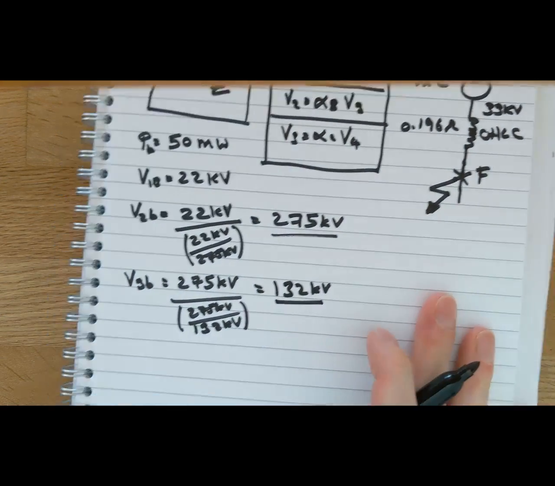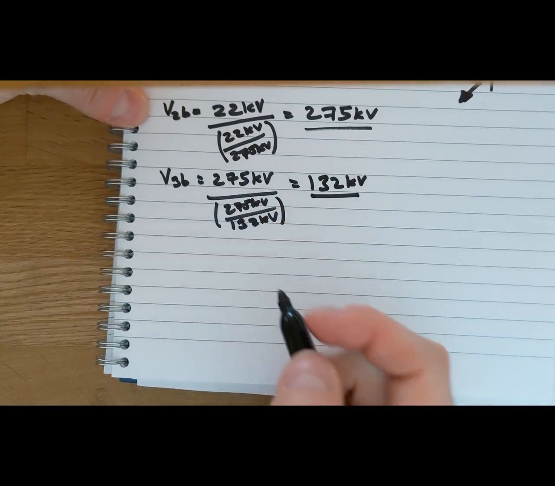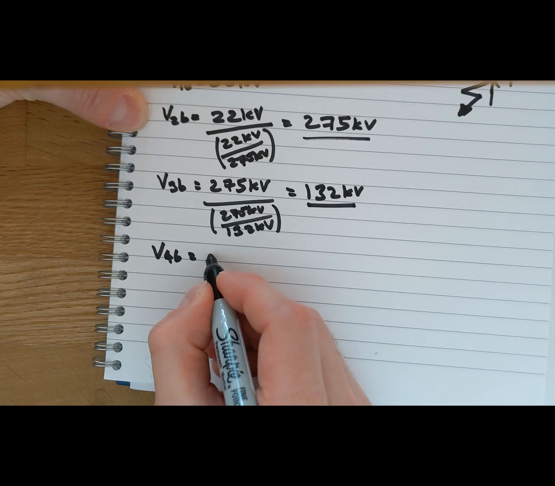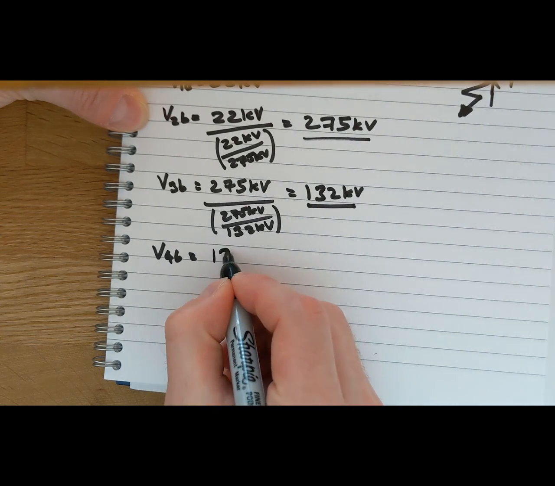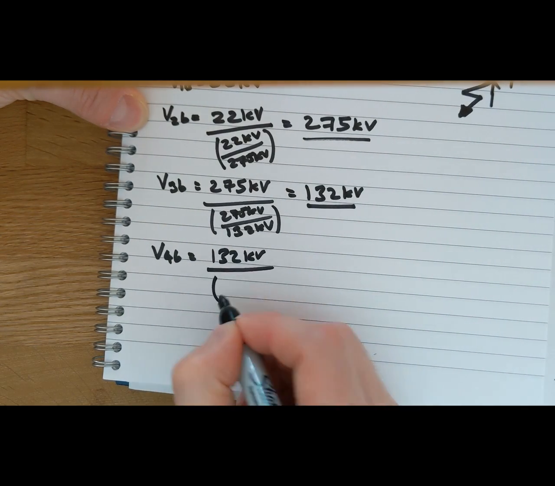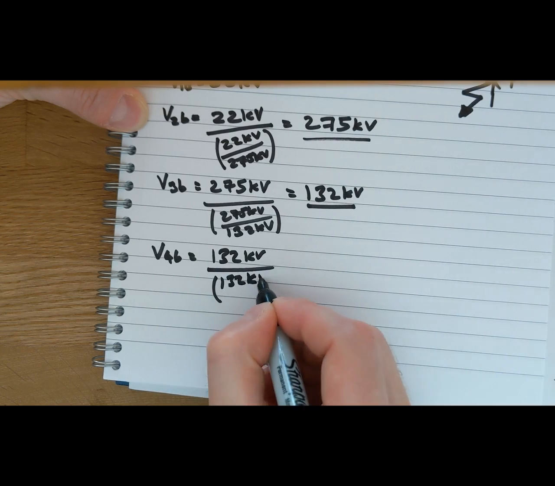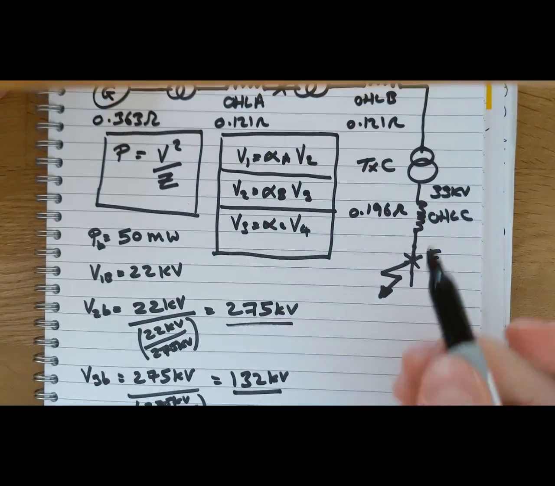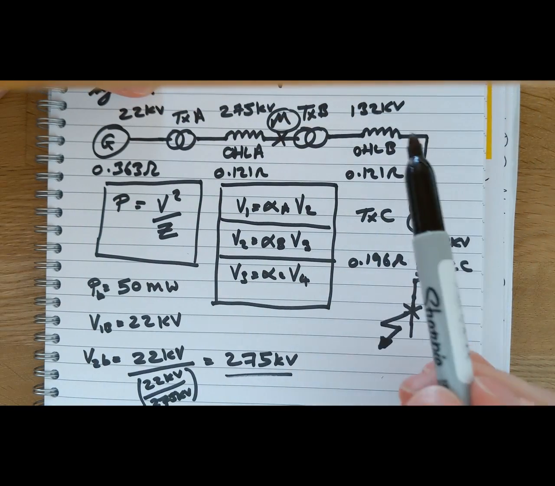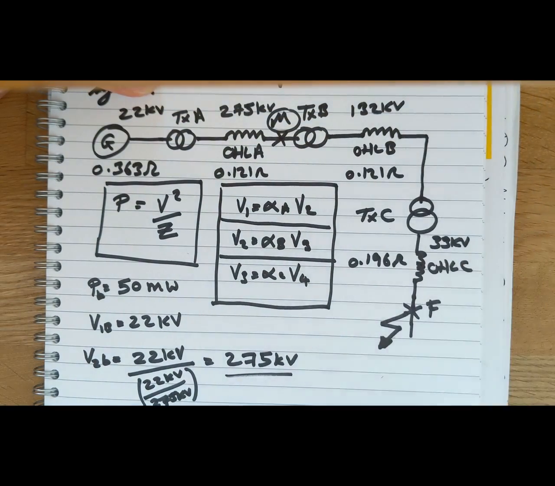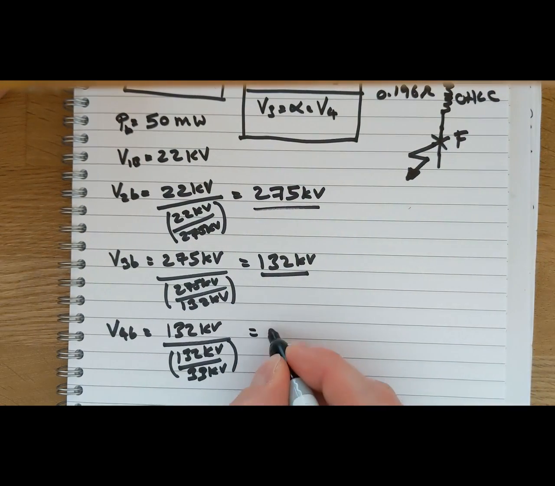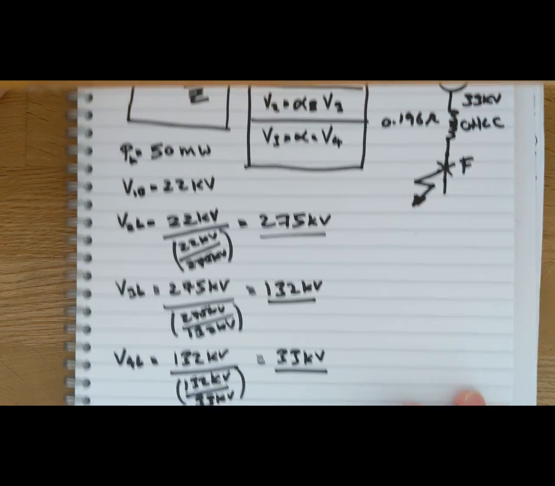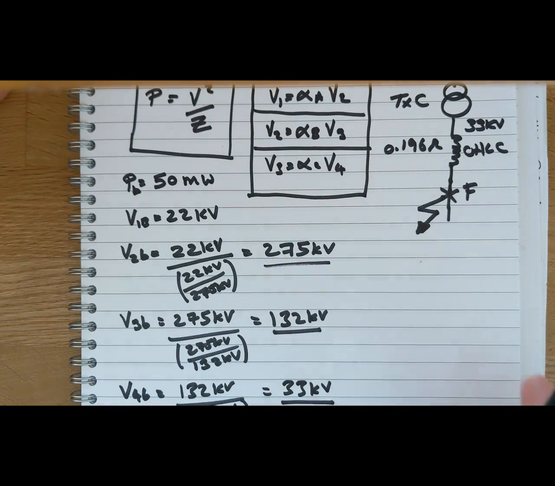And our final voltage 4 base equals our voltage 3 base, 132 kV, divided by the turns ratio, which is 132 kV over 33 kV, because we are concerned with transformer C, which is between the 132 and the 33 kV. And surprise, surprise, that gives us 33 kV. So we have all of our voltage bases and our power base.